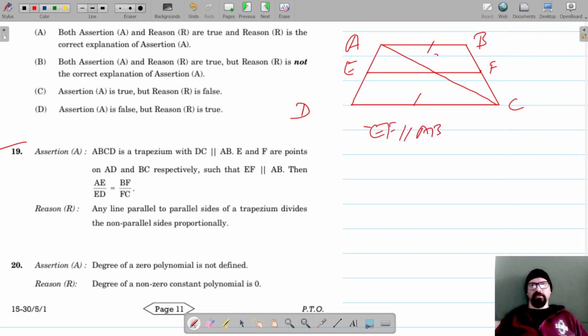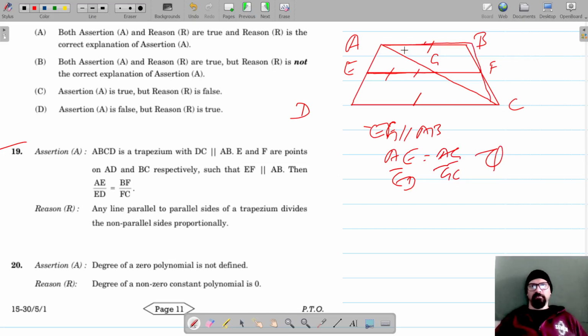So in this triangle, with G as the point of intersection, EG is parallel to AB, as we have drawn. So EF is parallel to AB and AB is parallel to CD, which means these three lines are parallel. Now in triangle ACD, EG is parallel to CD, which gives us AE by ED is equal to AG by GC. Let this be equation 1.